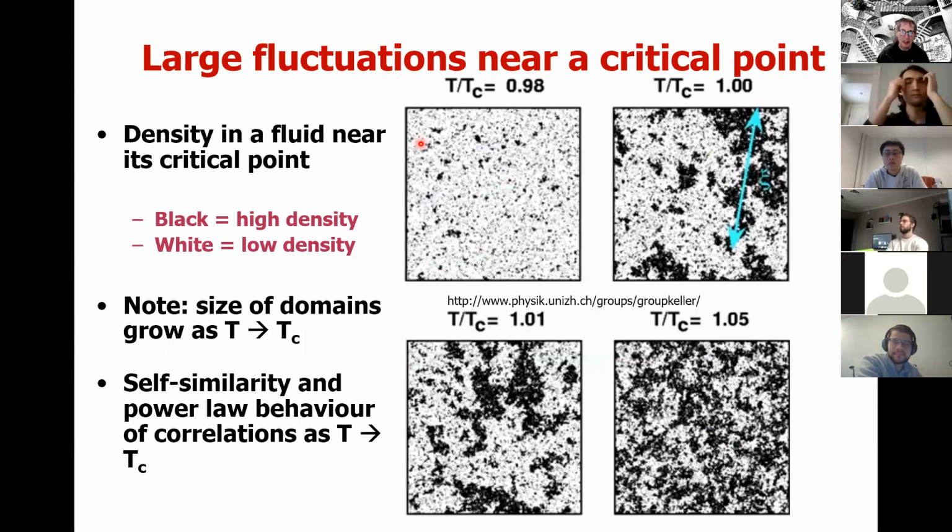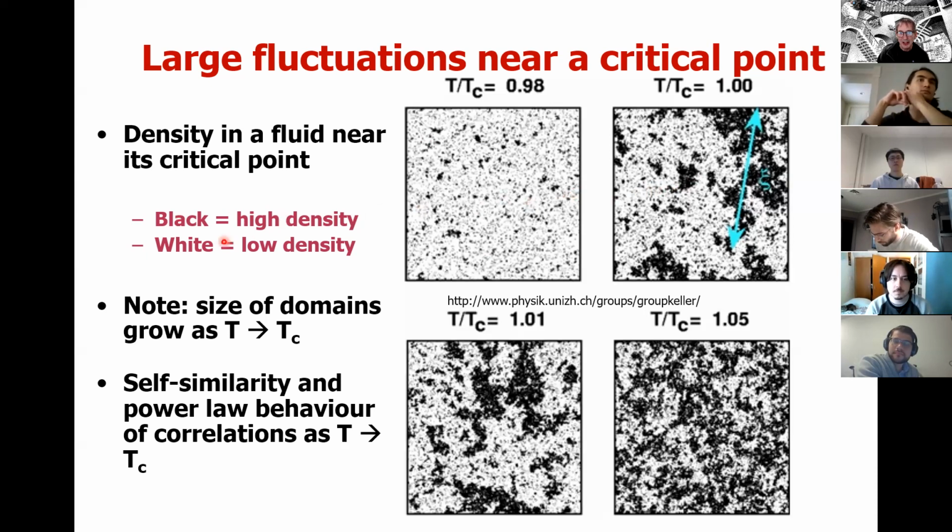Okay, so let's just talk very quickly about critical points. I don't want to say too much about this. I'm assuming that most of you have been to my 504 StatMech class, so you know that near a critical point you have large fluctuations. So this is an Ising model simulation where you can think of it as being a liquid gas or an Ising model. So black would be regions of high density, white would be regions of low density if you're thinking about a fluid, or black would just be spin up and white would be spin down.